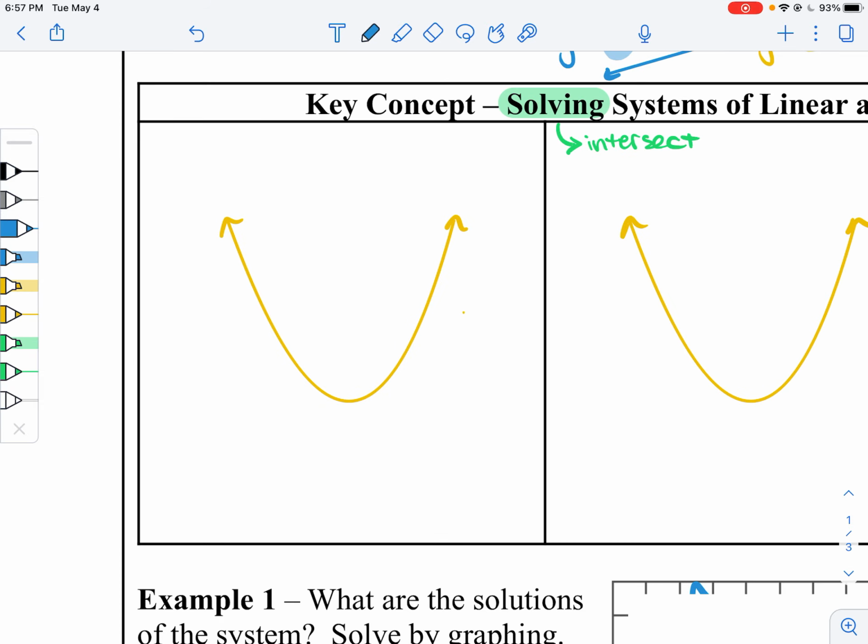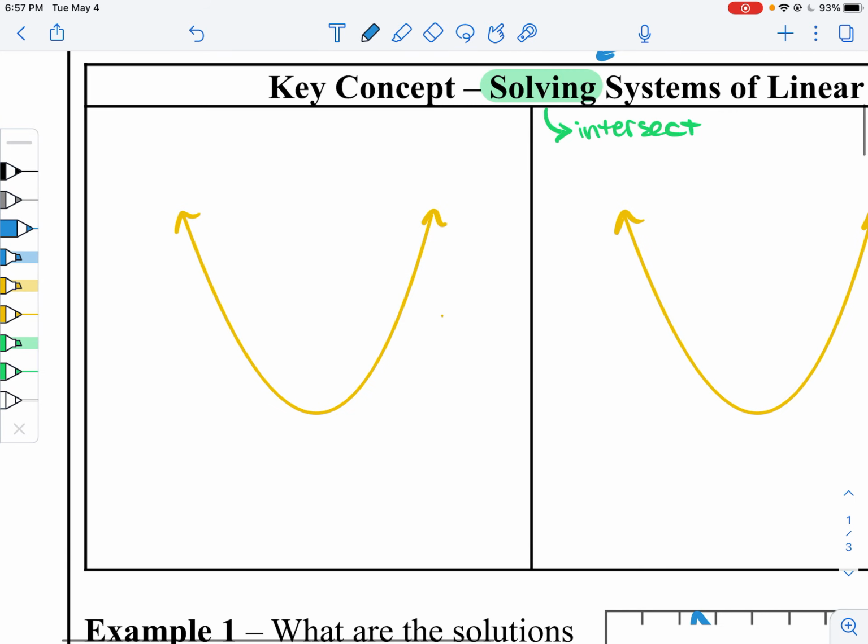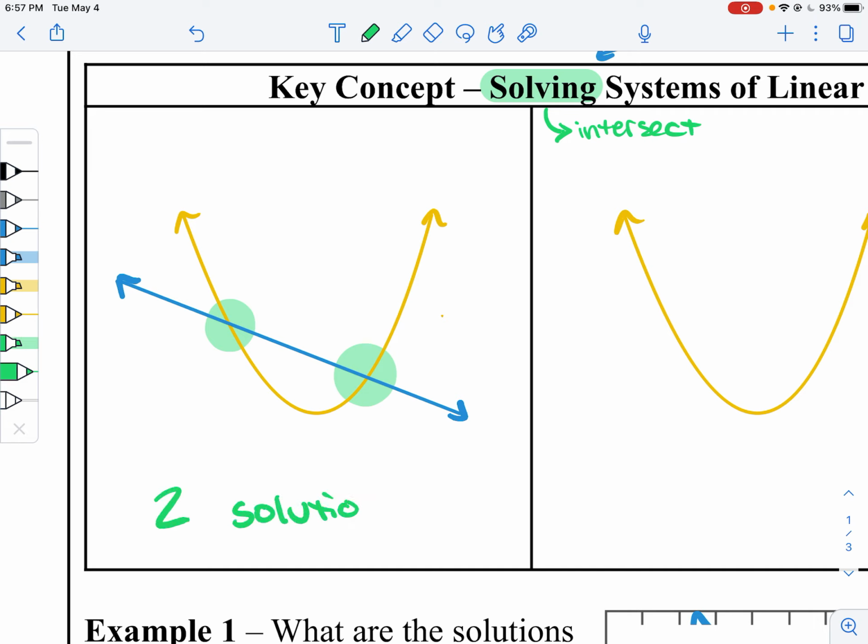So you can have three ways that this happens. The first way is if you have a line going through your parabola like this. If the line goes through your parabola, you have a solution here and you have a solution here. You're going to have two solutions. This is because this line represents all the points that make that equation true. The parabola represents all the points that make this equation true. So it makes sense that where they intersect, those are points that make both of the equations true. So you can have two solutions.